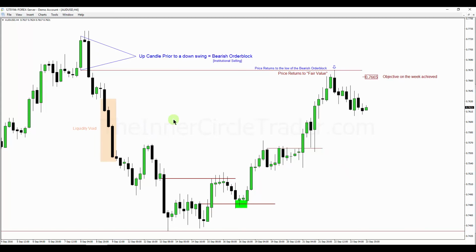It's fair value in the realm of liquidating or accumulating from the market maker's perspective. Fair value in discount is fair value for buys, for market maker buying. Fair value in premium is fair value for market maker selling, either establishing new shorts or exiting and scaling out of long positions.